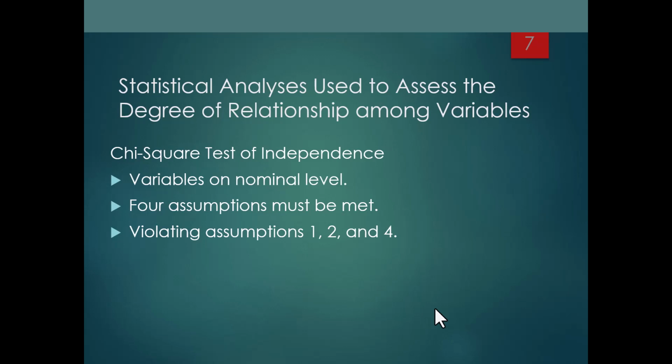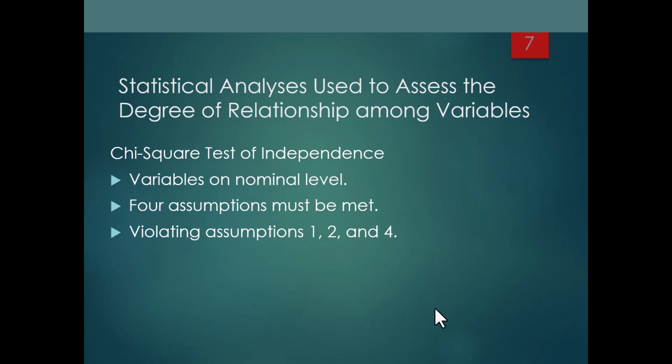There are 4 assumptions that should be met if you're planning to use this. Both variables should be measured at the nominal level. If data are to be displayed in a contingency table, then each cell must have a frequency of at least 5. So there needs to be at least 5 in each category. It should be random sampling and the assumptions of independence. Okay, so data should not be correlated.